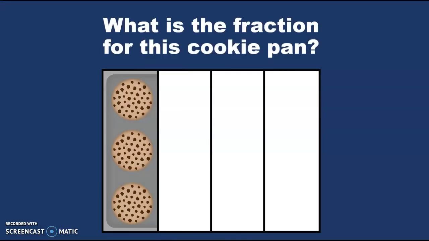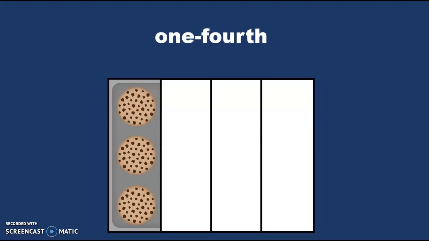What is the fraction for this cookie pan? 1/4. There are 4 equal pieces, but only one of those pieces has cookies on them. 1/4.